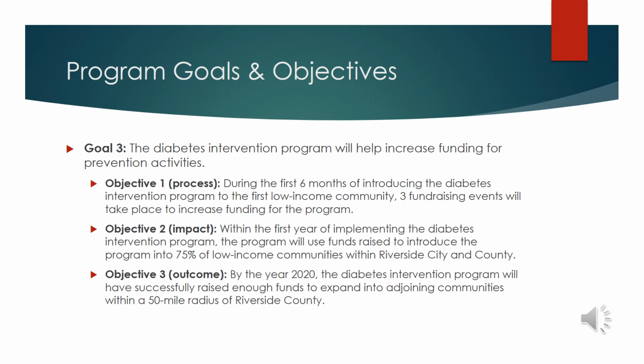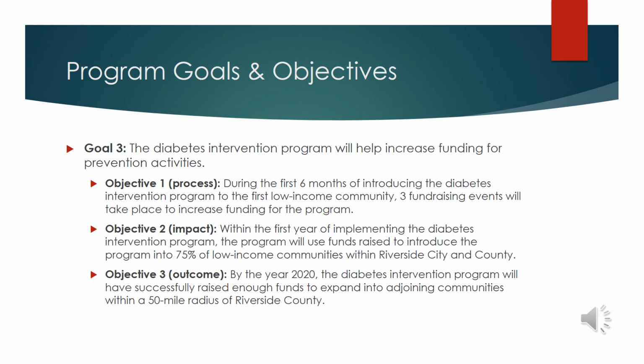The final goal of the Diabetes Intervention Program will be to help increase funding for prevention activities. The first objective, process objective: during the first 6 months of introducing the Diabetes Intervention Program to the first low-income community, 3 fundraising events will take place to increase funding for the program.